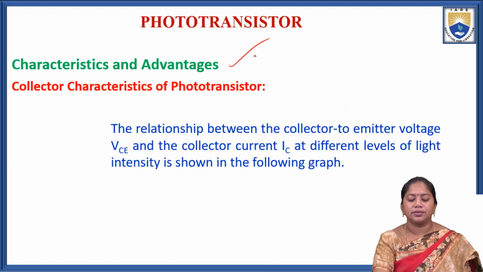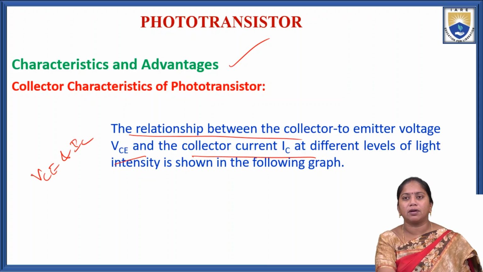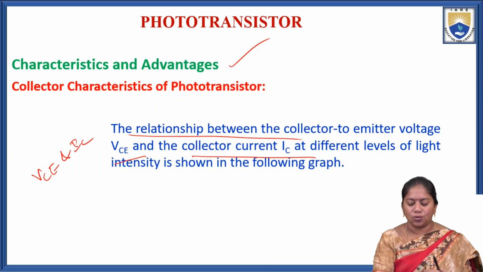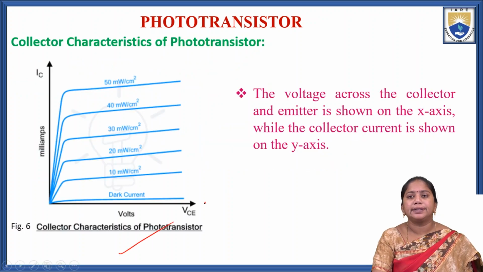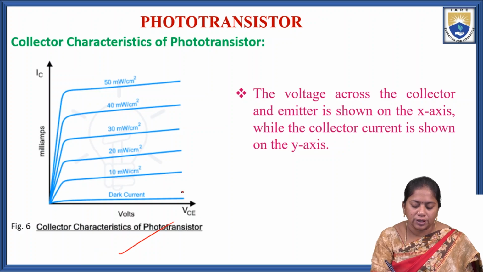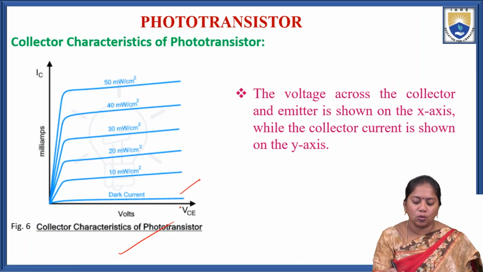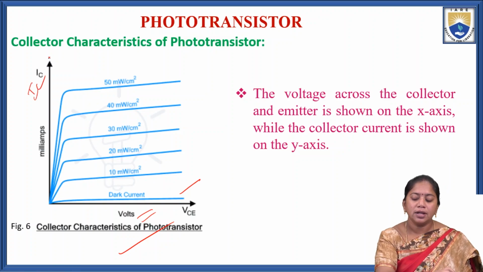Characteristics and advantages. Collector characteristics of the phototransistors. The relationship between the collector to emitter voltage VCE and the collector current IC at different levels of light intensity is shown in the following graph. This is the graph of the collector characteristics of the phototransistors. The last curve is shown as the dark current.